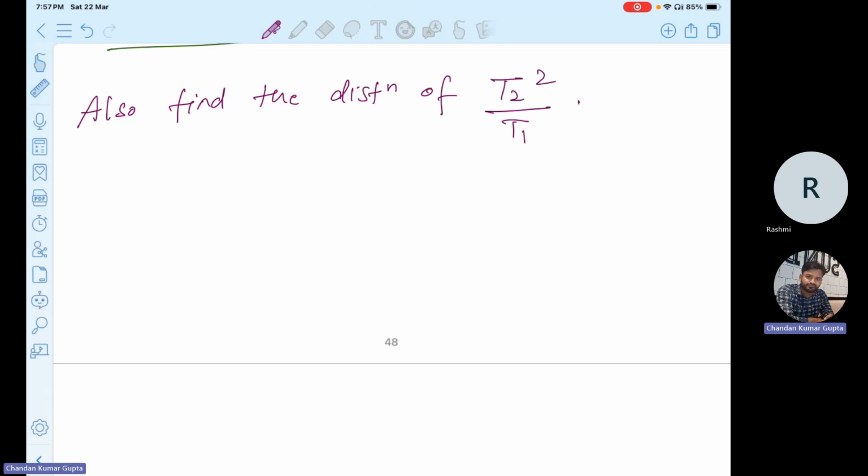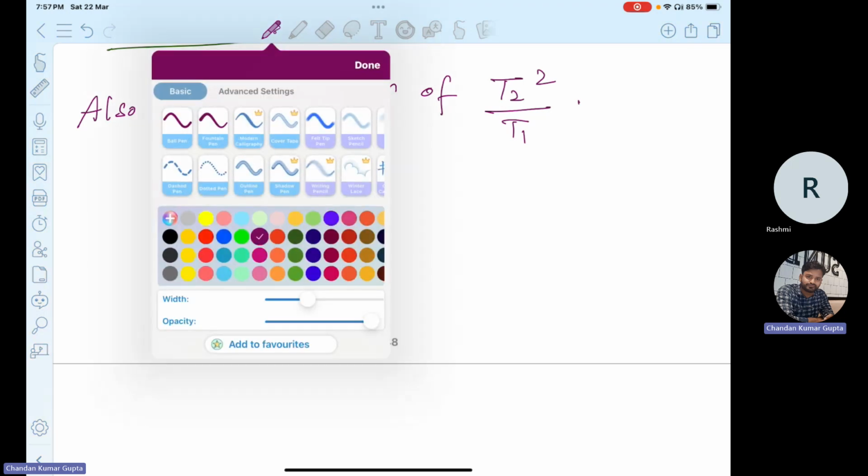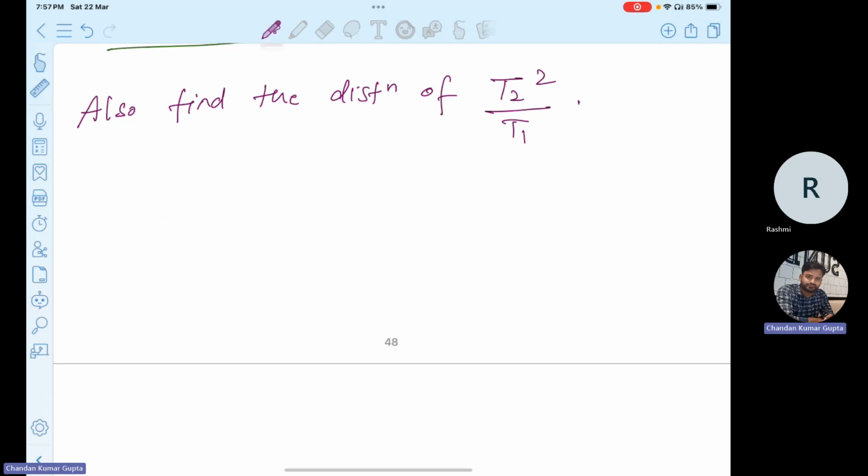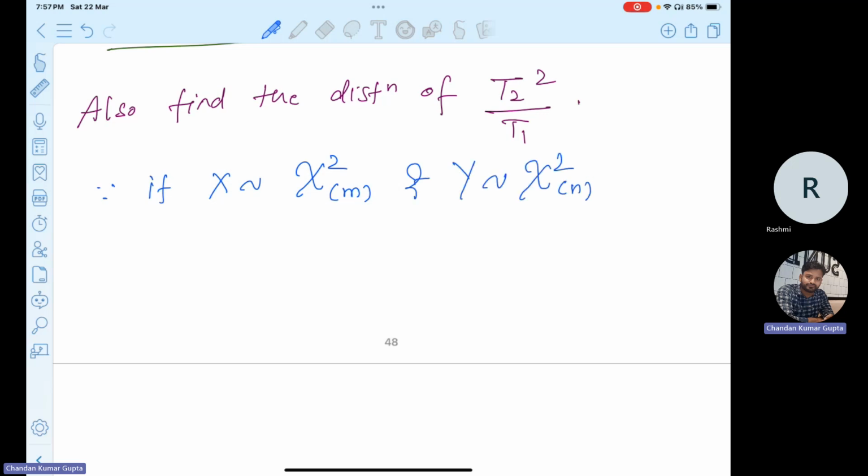Again, we know that, let me write it in a different color for you, if X follows chi-square distribution with m degree of freedom, and Y follows the chi-square distribution with n degree of freedom, then X divided by m, whole divided by Y divided by n, this quantity follows the F distribution with m, n degree of freedom. That we have already discussed.